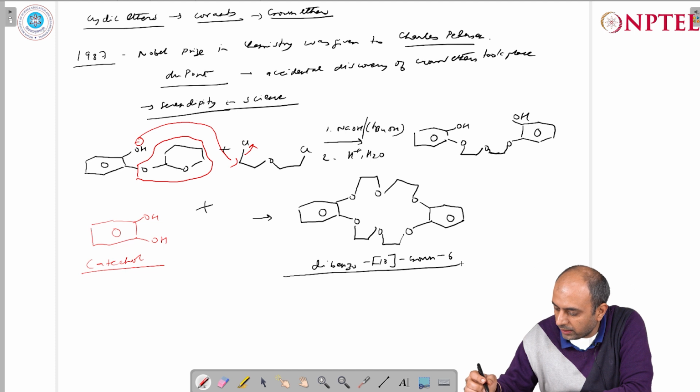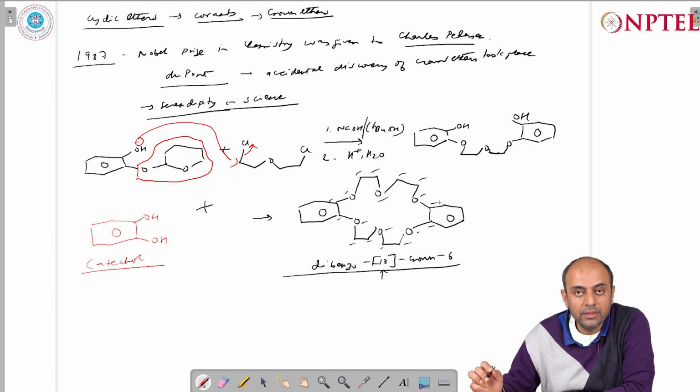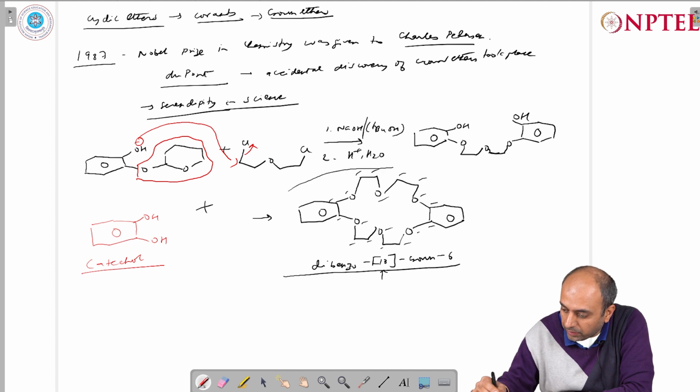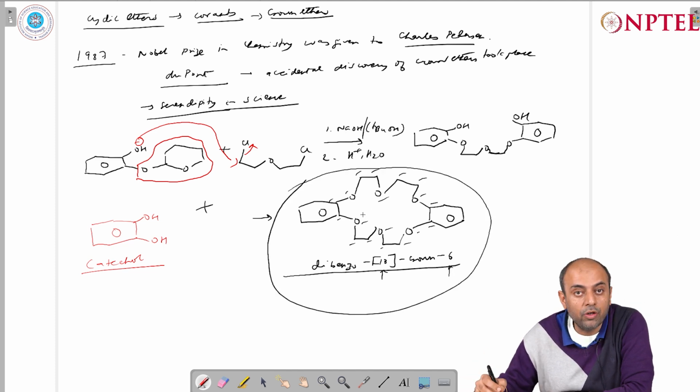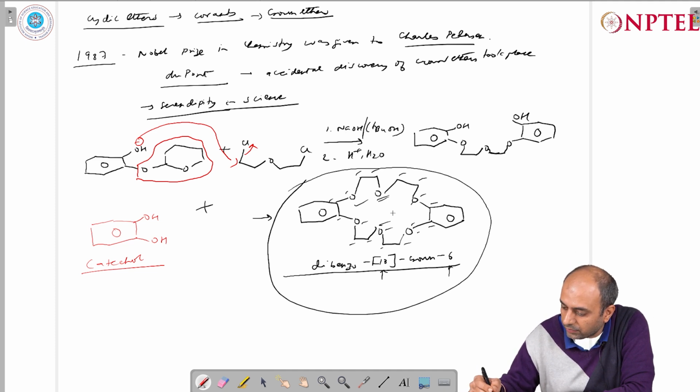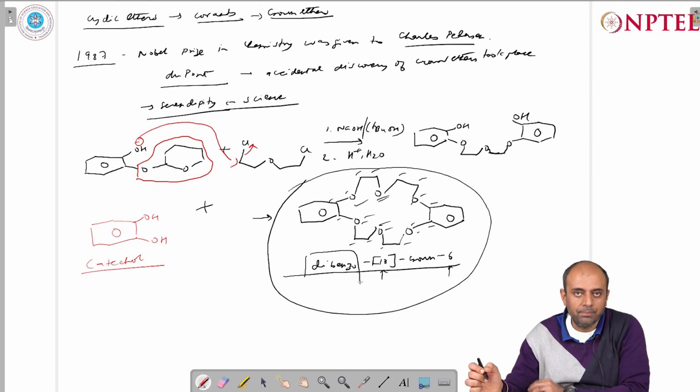So you can see that the number 18 signifies the size of the ring: 1, 2, 3, 4, 5, 6, 7, 8, 9, 10, 11, 12, 13, 14, 15, 16, 17, 18. So you can see it is an 18 membered ring which is formed here. The number 6 here refers to the number of oxygen atoms which are a part of the cyclic system: 1, 2, 3, 4, 5, 6. There are 6 etheric oxygens, and there are 2 phenyl rings. That is why it is referred to as a dibenzo system.